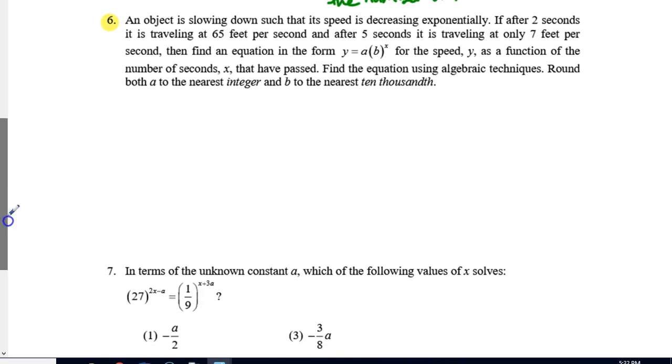Let's look at number 6. Number 6 is very similar to one we worked out earlier. It's just that the numbers aren't going to come out quite as cleanly. So we're going to ask you to round the a value to the nearest integer, the b value to the nearest 10,000th. So why don't you read the information that's provided here, see what you know, what you can try to figure out, and play the recording.